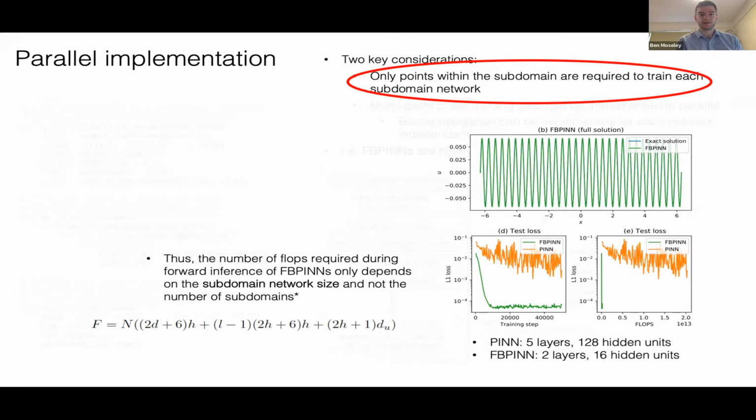So in theory, I think FBPINNs can train quicker, but in practice, my code is still fairly slow, and the only reason I think is because I'm not doing a multi-threaded implementation at the moment. I'm just computing the outputs of each network sequentially, which is not very efficient.